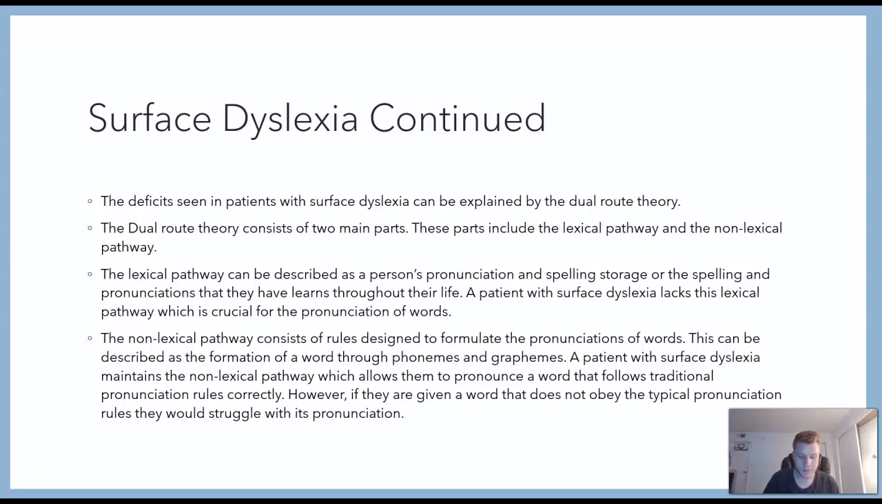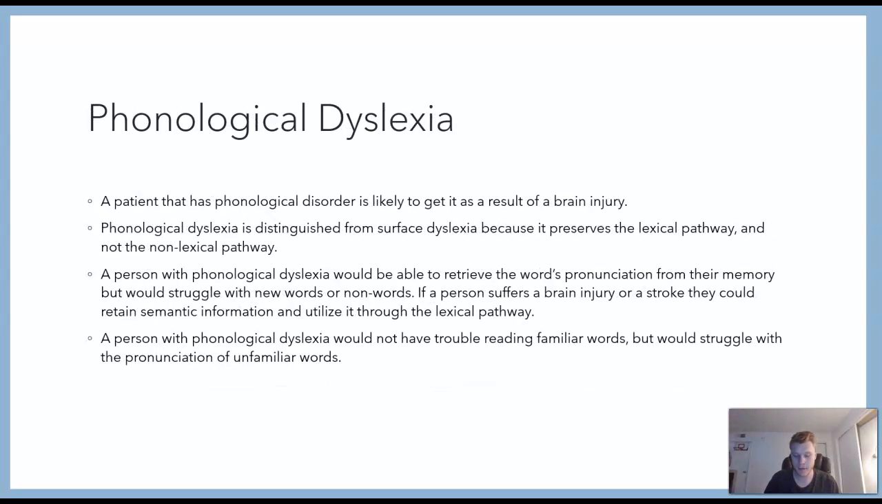So a patient experiencing surface dyslexia lacks a correct lexical pathway. However, they do still maintain their non-lexical pathway. This allows them to pronounce a word that follows their traditional pronunciation rules. If they are given a word that does not follow pronunciation rules, they will tend to struggle.